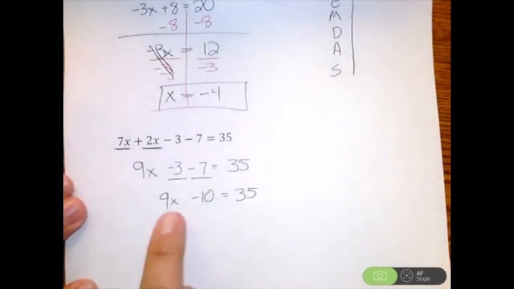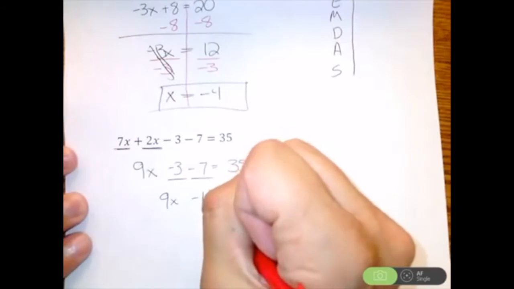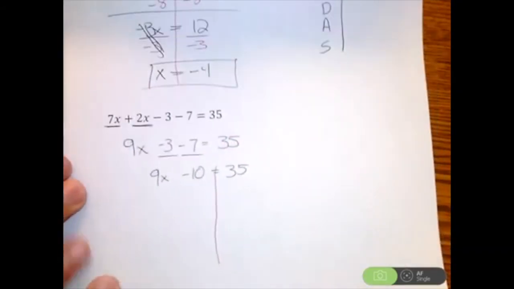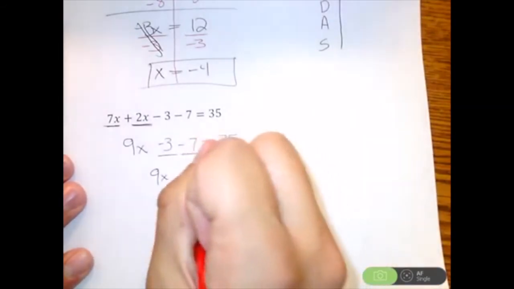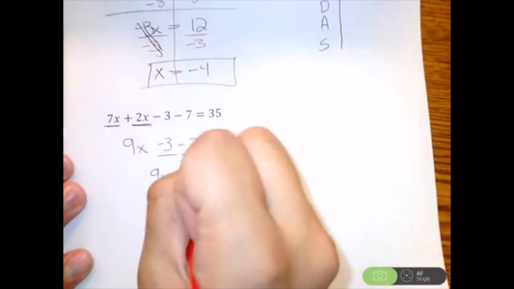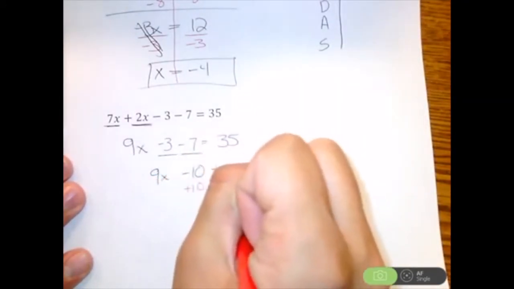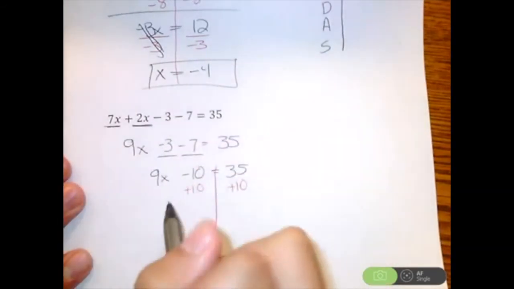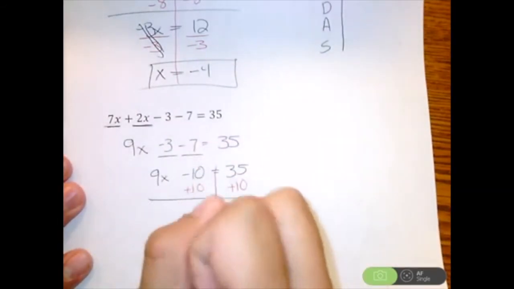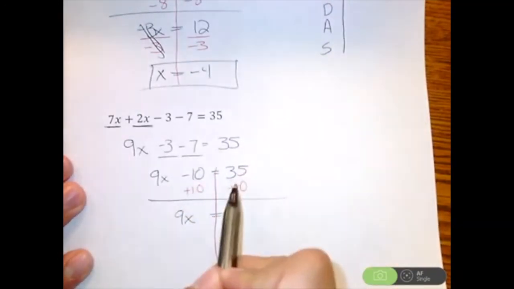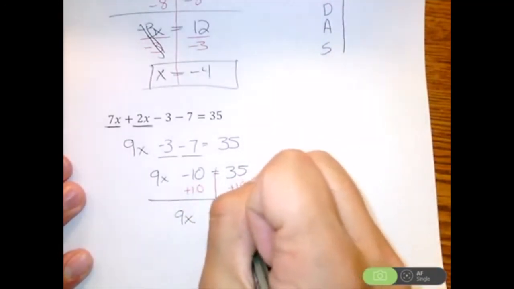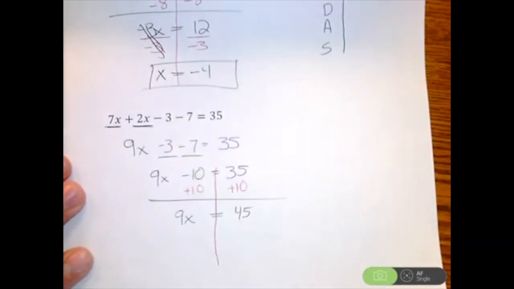Now that I've condensed it down, this is looking a lot better, a lot closer to things I have solved, so I'm going to draw that line in and start solving, doing that order of operations backwards. The opposite of subtracting 10 is adding 10 to both sides. Negative 10 plus 10 is 0, so on the left side I have a 9x. On the right side, 35 plus 10 is 45.